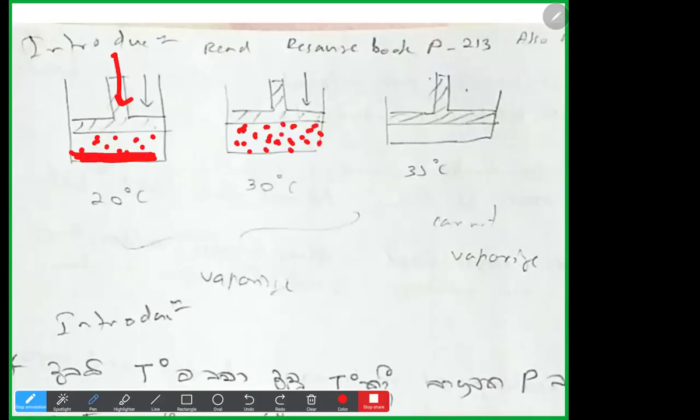At 30, again I am pressurizing. So that part is liquefying, or the whole thing is liquefying. This mixture, now I am heating back to 35 degrees Celsius. Then this liquid part is evaporating. Now again we have the vapor.